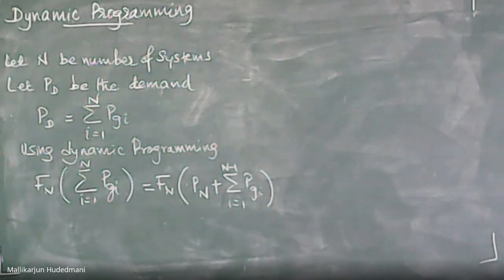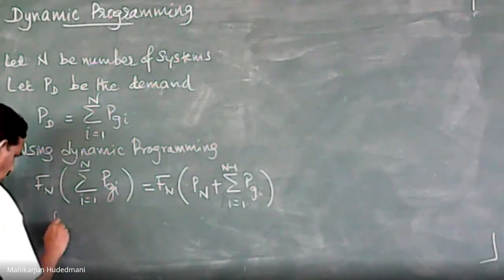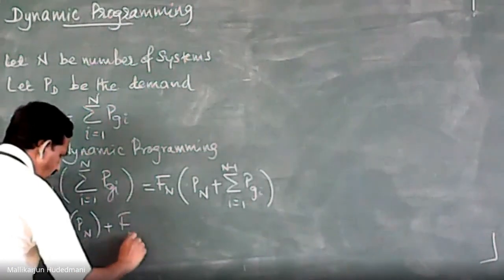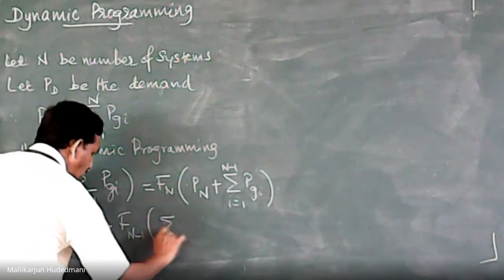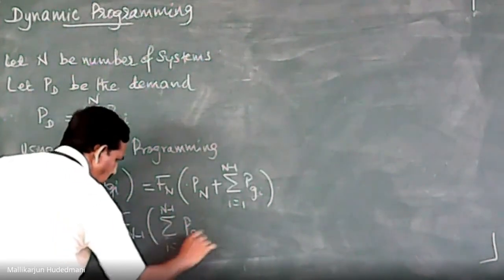How did I take a choice? I took a choice either by merit, which is least in producing megawatt, or simply a choice, because it is my mere first choice. Assume that you have taken a best choice and whose production cost you are able to calculate. Then I can write this this way. Fn, Pn plus Fn minus 1, summation i equal to 1 to n minus 1 Pgi.